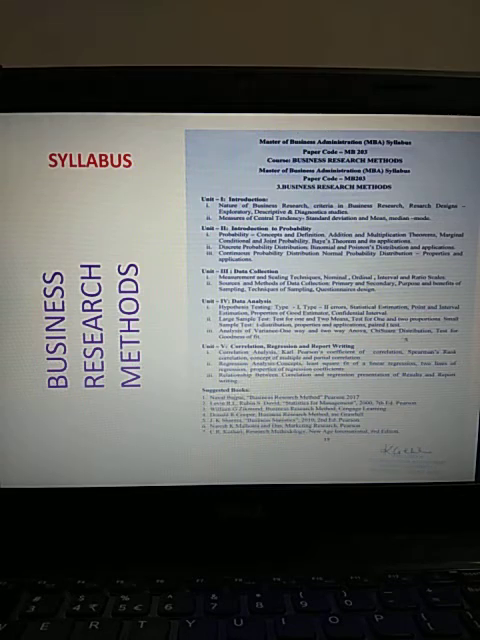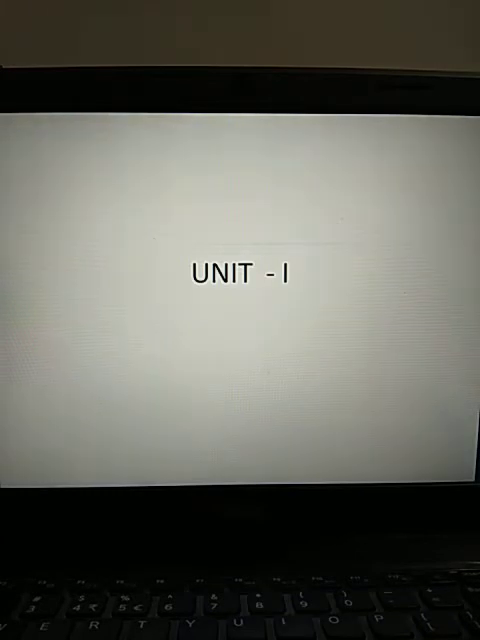After understanding what we mean by business research methods, the topics, and the things we are going to cover, today we are going to understand the research. What do we mean by research, what are the various types of research we have, and how can we link business research with research. Okay. So now we are going to start Unit 1.